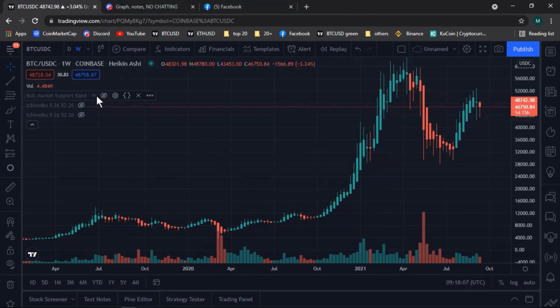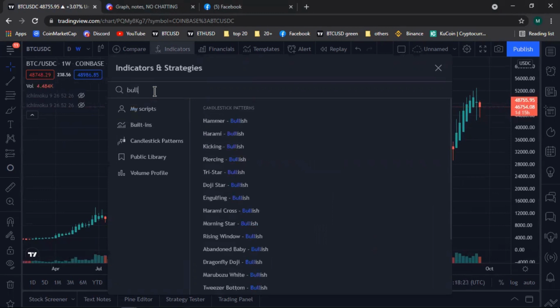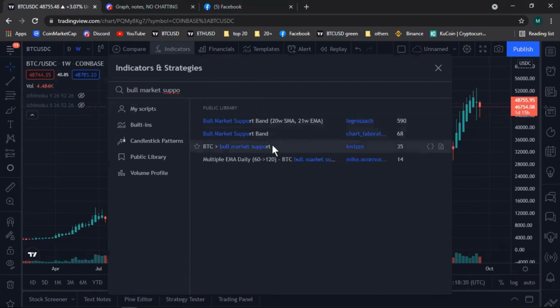Now, I have it here already. I'll delete it for you and show you how to find it. So we go up here to indicators, click on indicators, and it opens up and we get a search bar. And you can type in any indicator you hear from anybody in here and try and find it. Bull market support band.